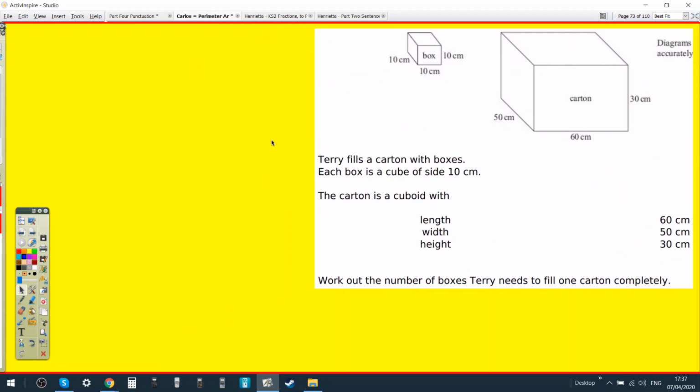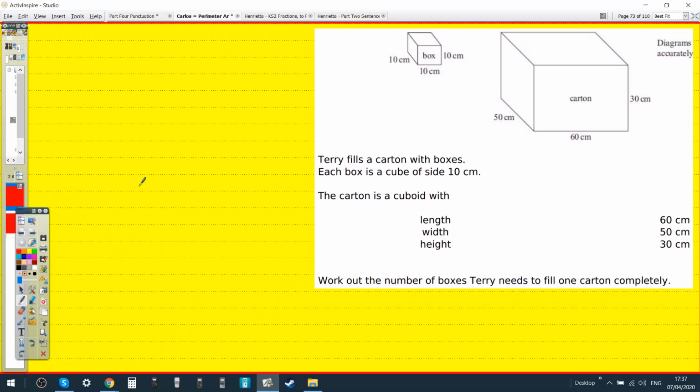How about this one? Okay, Terry fills a carton of boxes. Each box is a cube of side of 10 centimeters. The carton is a cuboid. Okay, so at the front you can fit 6. Along the side you can fit 3. And at the back you can fit 5.